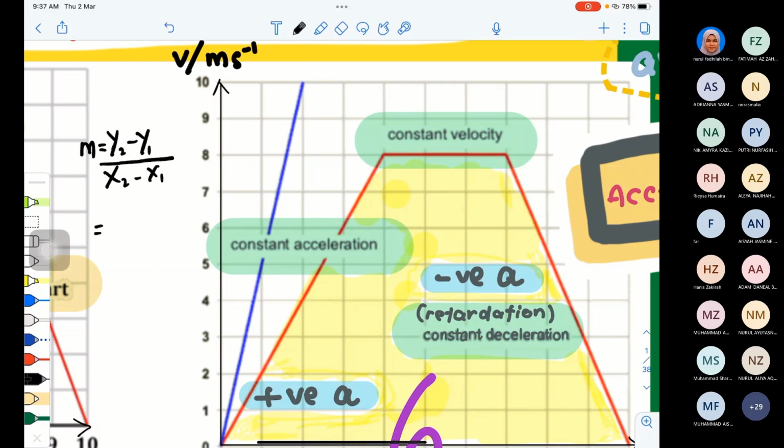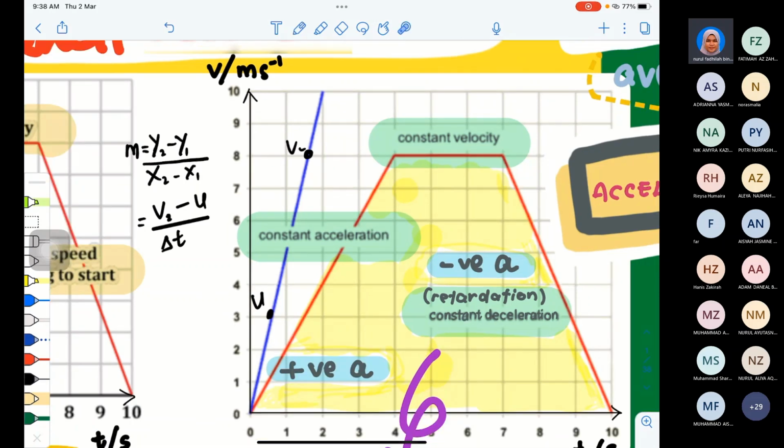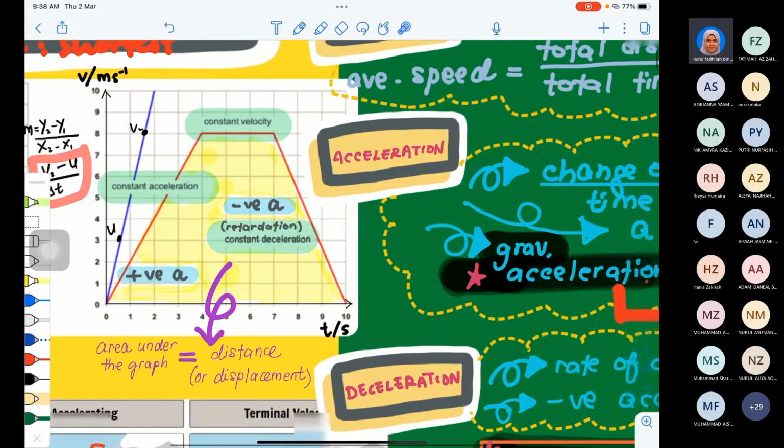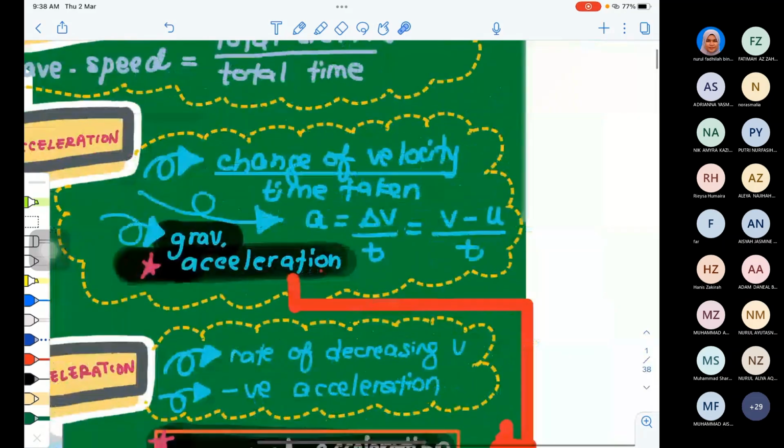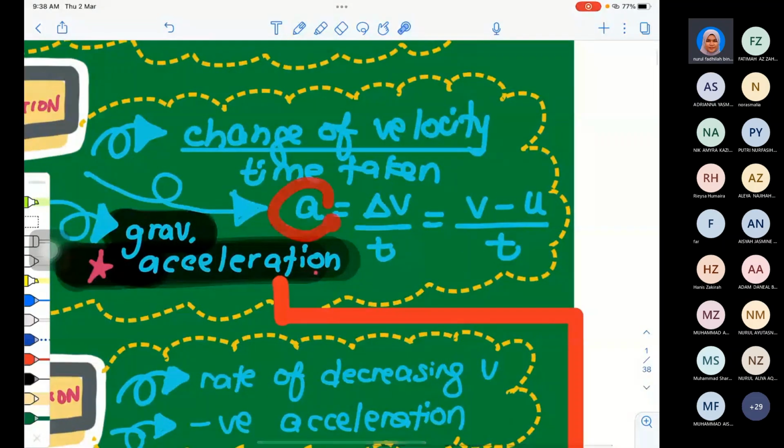V, right? What's V? V is the speed, or the velocity. So V to V2 and Y1, it doesn't matter if this is V2, this will be U, the initial speed. Over there are two times, there is a change in time. So look back, what is this formula? V minus U over T, that is a formula. Formula of what? Acceleration.